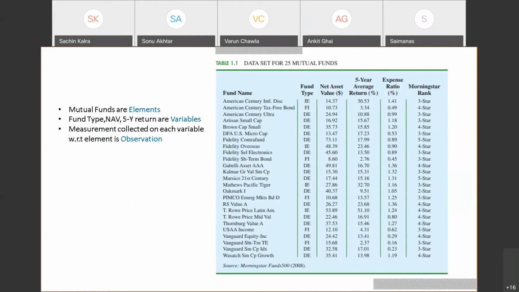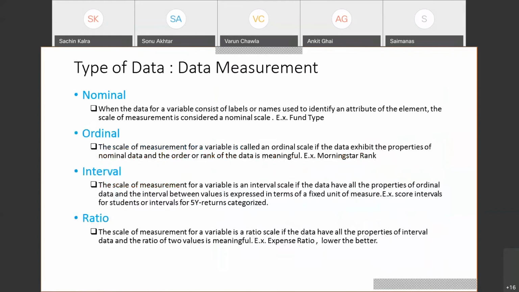Then comes the ratio data. Ratio is nothing but the division of two numerical values. The scale of measurement for a variable is a ratio scale if data have all the properties of interval data and the ratio of two values is meaningful. So from nominal we add the order, it becomes ordinal. In ordinal, we add one more category called intervals, and it becomes interval. And in interval, we add the ratio of two values, we add the properties of all interval data and ratio as well, then it becomes ratio.